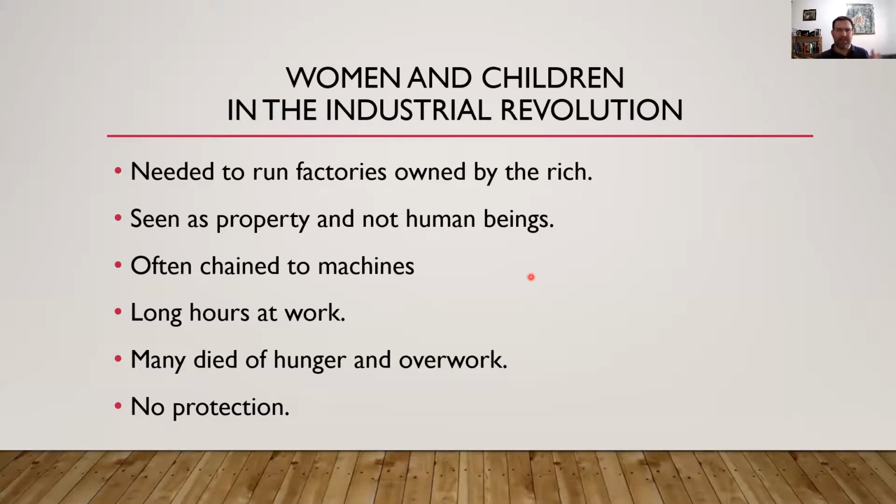Now, how did you keep these people from running away, these women and children? They would chain them to the machines in the factories. They worked long hours. They had no rights. These women and these children were property and no more. And because of this, and they had, of course, no unions, so many of them died of hunger and overwork. And basically they had no protection.